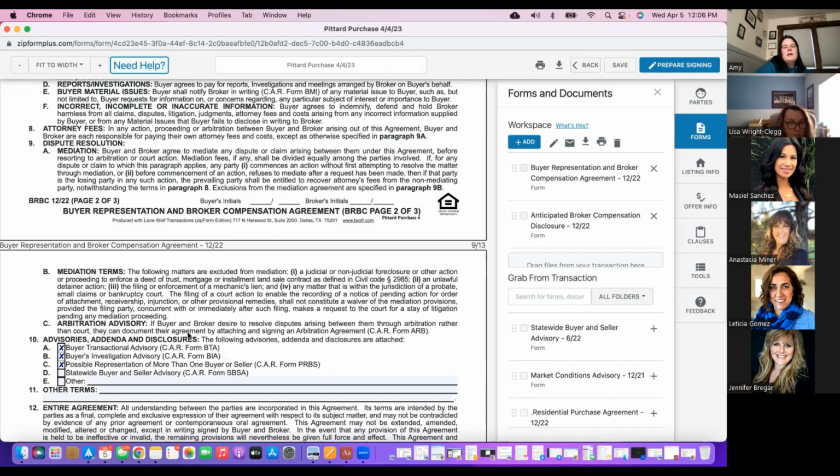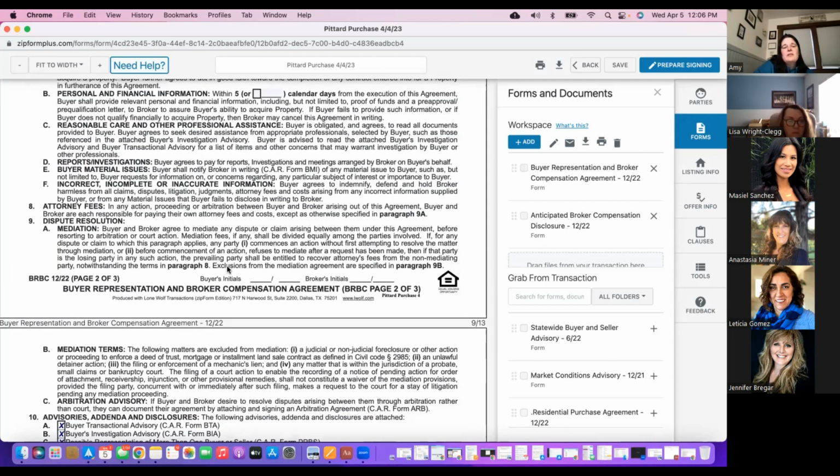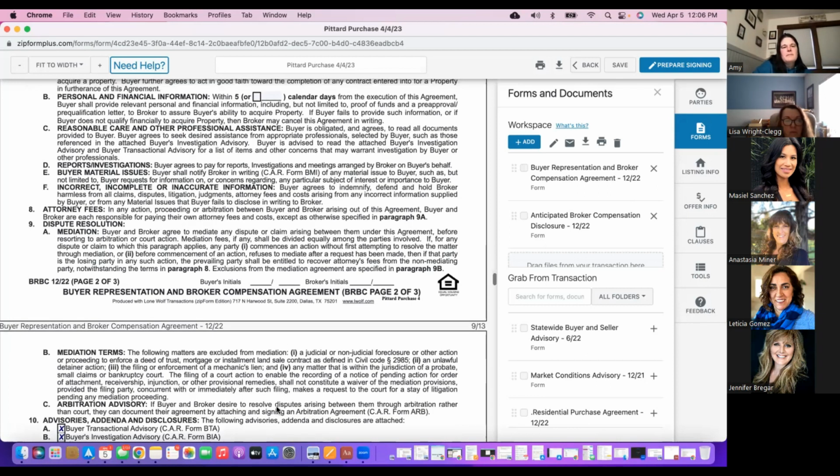Arbitration advisory: if buyer and broker desire to resolve disputes arising between them through arbitration rather than the court, they can document their agreement by attaching and signing an arbitration agreement, CAR Form ARB. That's not automatically attached. So just so you know, generally speaking, you're held to mediation as part of the BRBC, but not to arbitration. Okay.